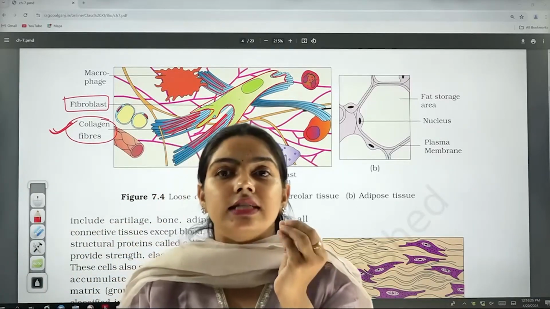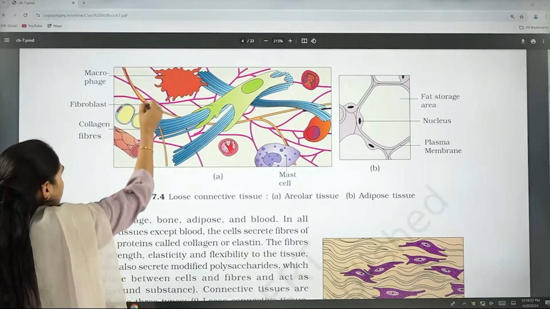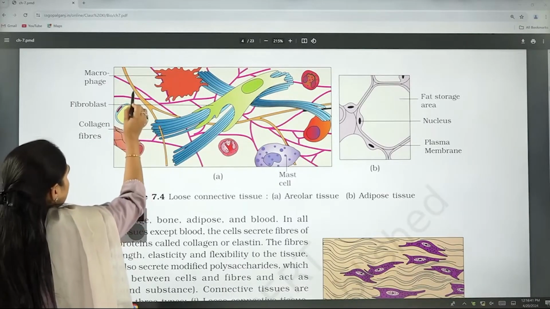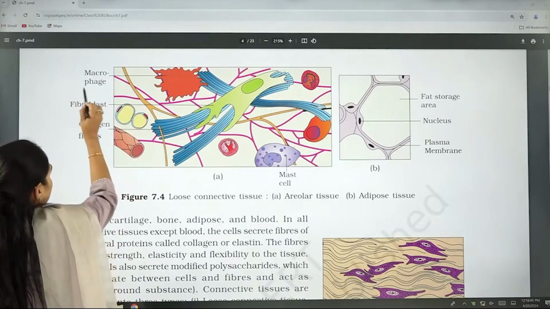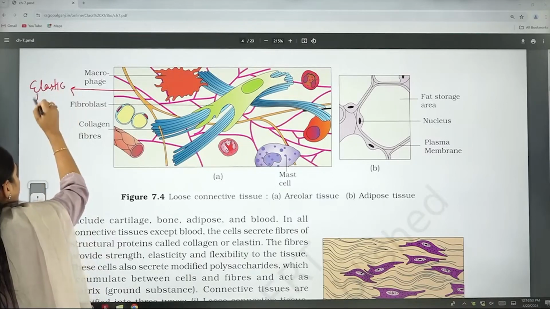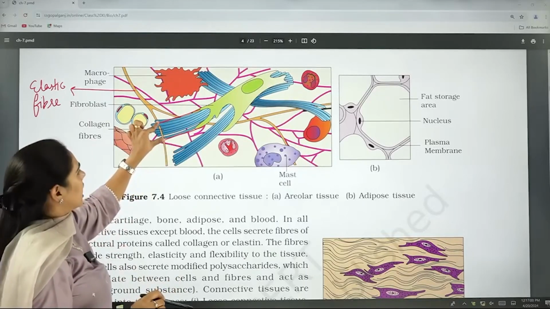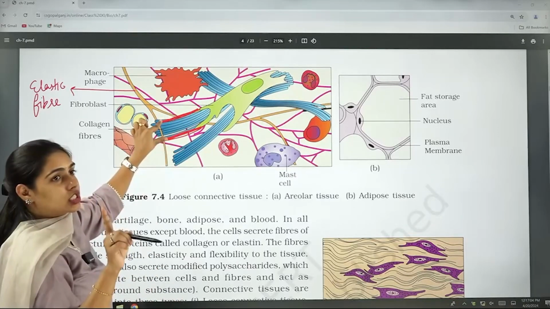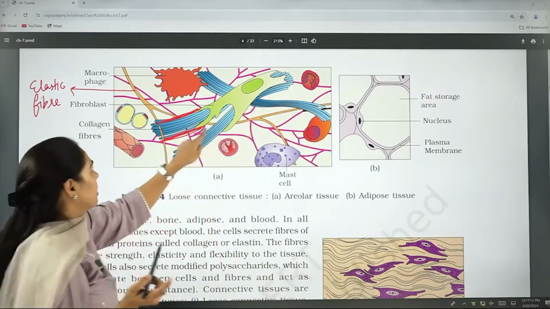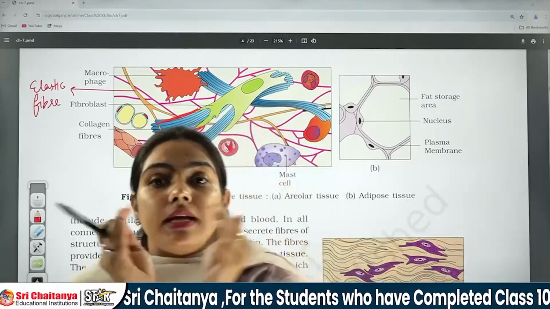Can you see any fiber here which is yellowish? This is the yellowish fiber. This is the elastic fiber. So you can see here the difference. The collagen fiber is present in bundle. This is the bundle of collagen fiber. This is not branched. But this yellow colored fiber, or you can see orangish, it is actually a yellow fiber, is branched. It is present individually. It is not present in bundle.